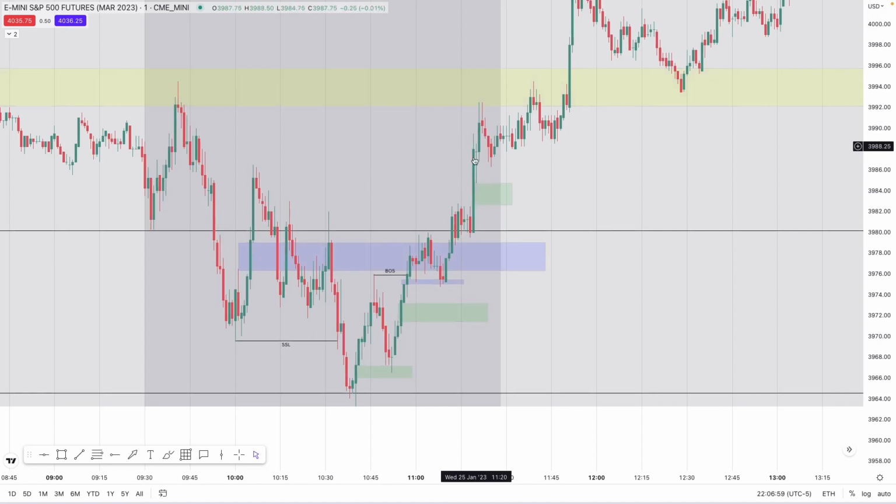So, nice energetic move up, come down, we create this fair value gap. Again, this is our breakaway gap as we go above these swing highs. And then here we have our accumulation again. Okay, we're accumulating right below this.